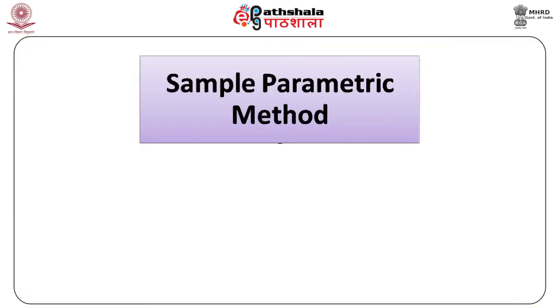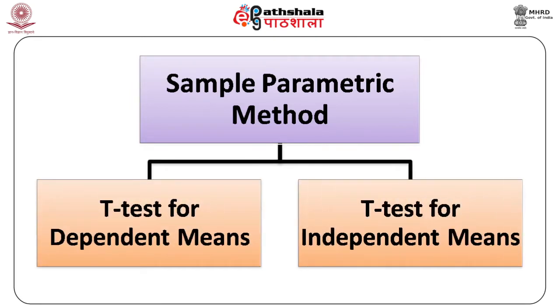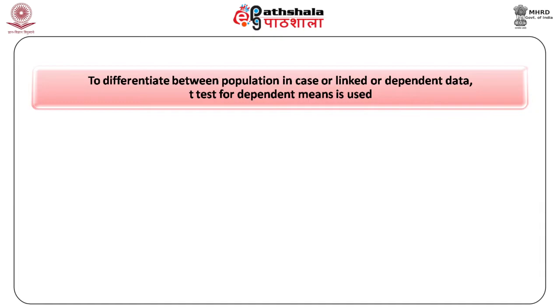Now, let us discuss some two-sample parametric tests. First, the t-test for dependent means. To differentiate between populations in case of linked or dependent data, the t-test for dependent means is used.